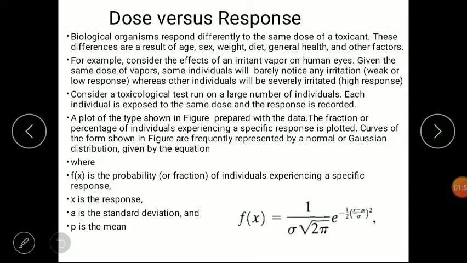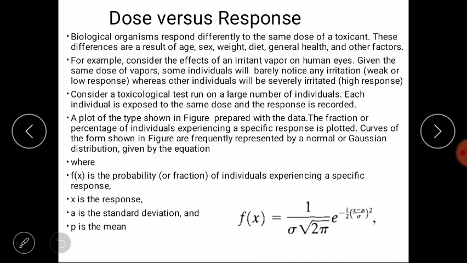Now, in this we will take a test run. They will take a small concentration of toxicant and give it to a large number of individuals. Each individual is exposed to the same dose, and their response is recorded. This is nothing but a probability distribution type of equation, where analytically we don't know what the responses are, so there will be various probabilities.